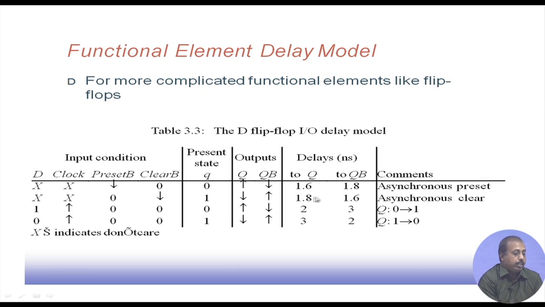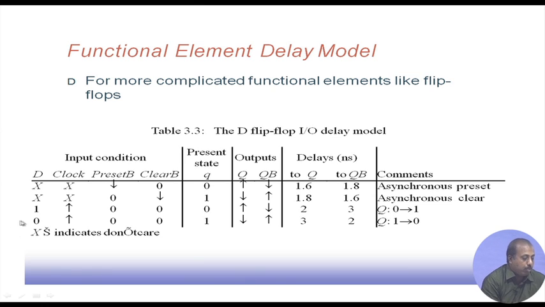1.8 nanosecond. Similarly, if you are asserting the clear bar line, and the previous output was 1, now it becomes 0 in Q and 1 in Q bar, and these are the corresponding delays. So, asynchronous preset and asynchronous clear have this type of delays.